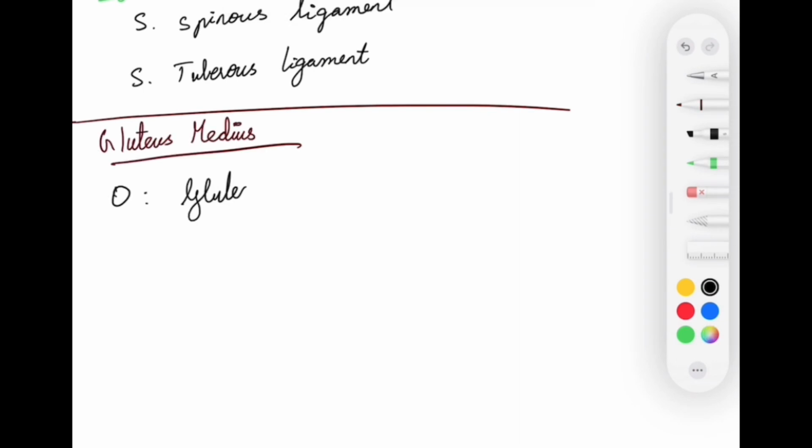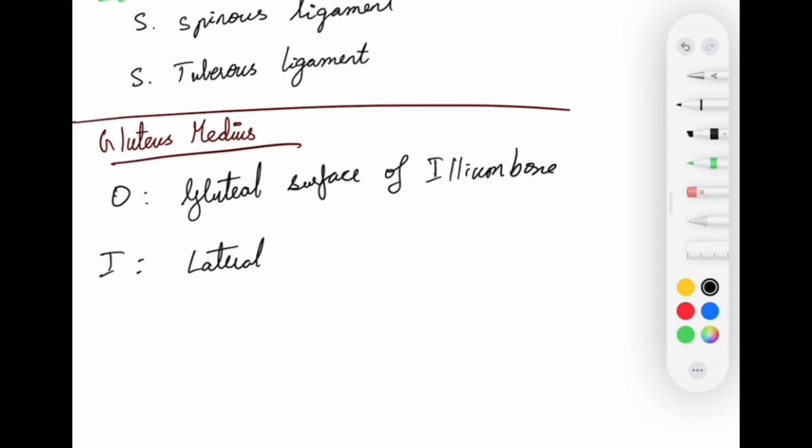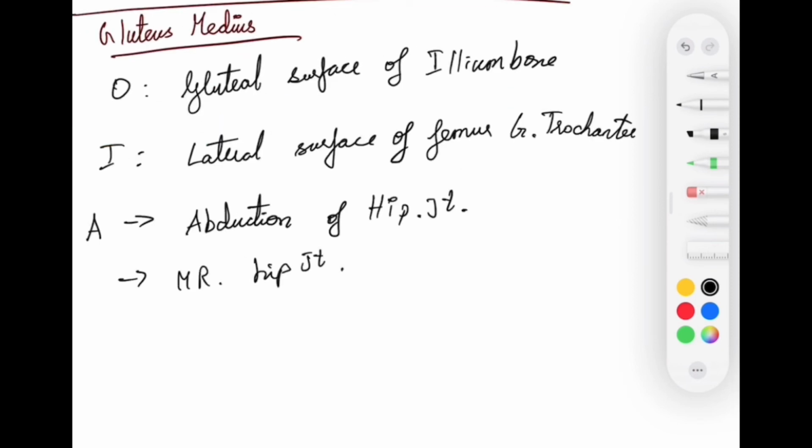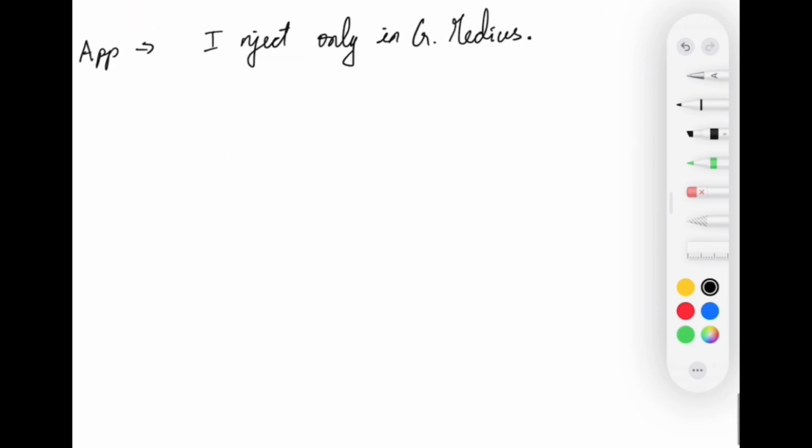The origin is the gluteal surface of ilium bone. Insertion will be into the lateral surface of greater trochanter of femur. And then to action, it will be the abduction of hip joint and the medial rotation of hip joint. Applied is all injections are given in the gluteus medius region.